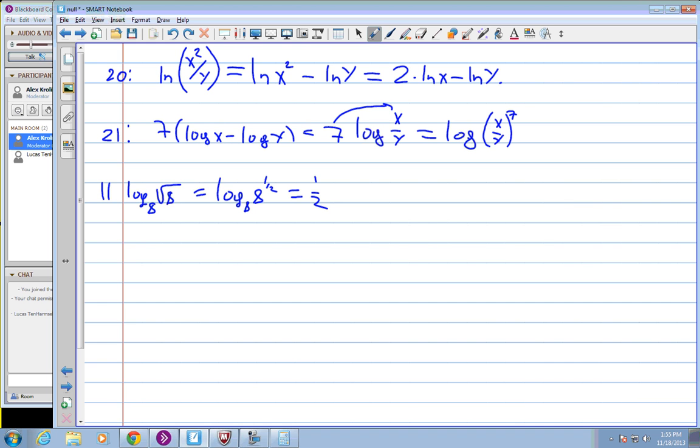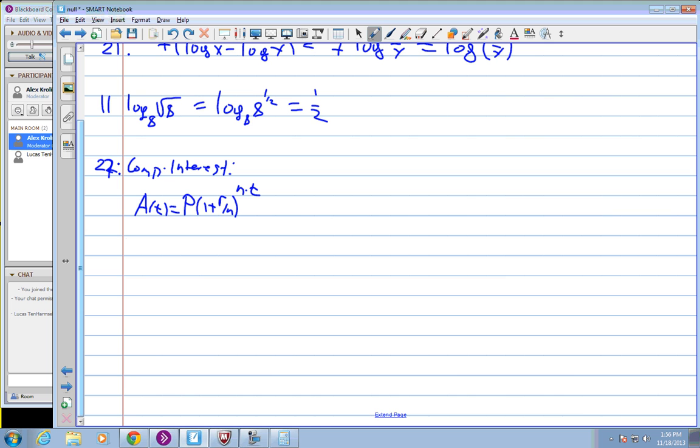Yeah, so the formula for the compound interest formula. It's the principal times (1 plus rate over n) to the power nt, where n is the number of times the interest is being compounded. So when it says compounded annually, for number 27, that means once per year. That means n equals 1. You only do it once per year.